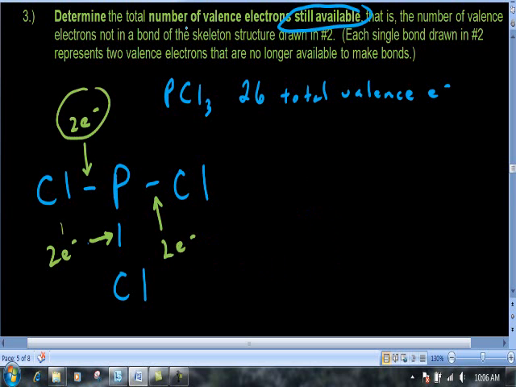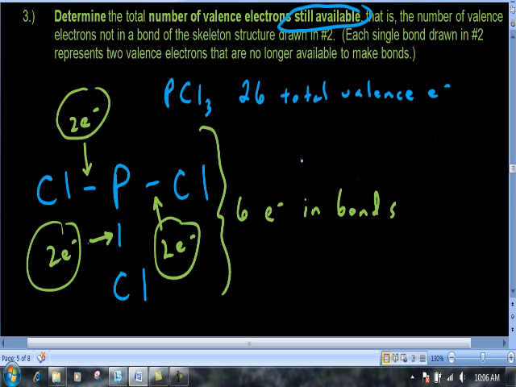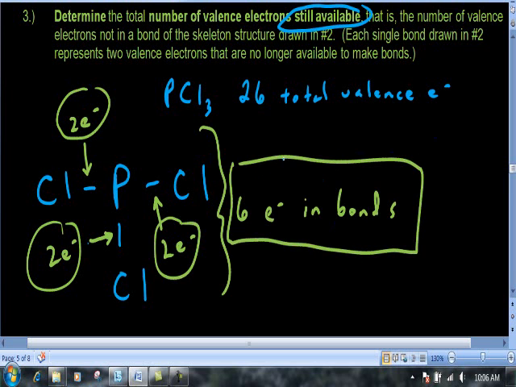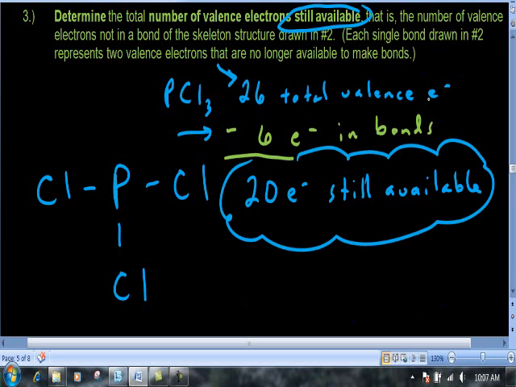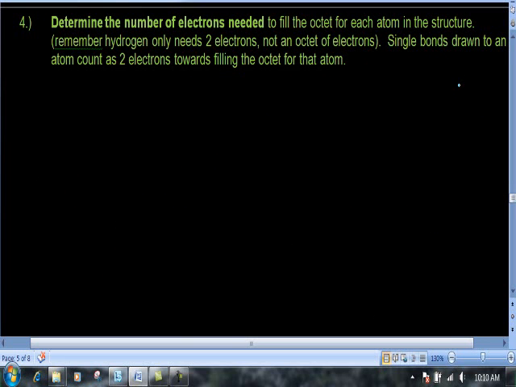Each single bond counts for 2 electrons that are already being used in our Lewis structure. These electrons are no longer available to be used for other aspects in completing the Lewis structure. Our PCl3 has 6 electrons that are being utilized in bonds currently in our structure. We subtract the 6 electrons in bonds from the total of 26 valence electrons that we determined we have available for our structure from the atoms in PCl3. This leaves us with 20 electrons that are still available to complete our Lewis structure. That completes step 3 for us.